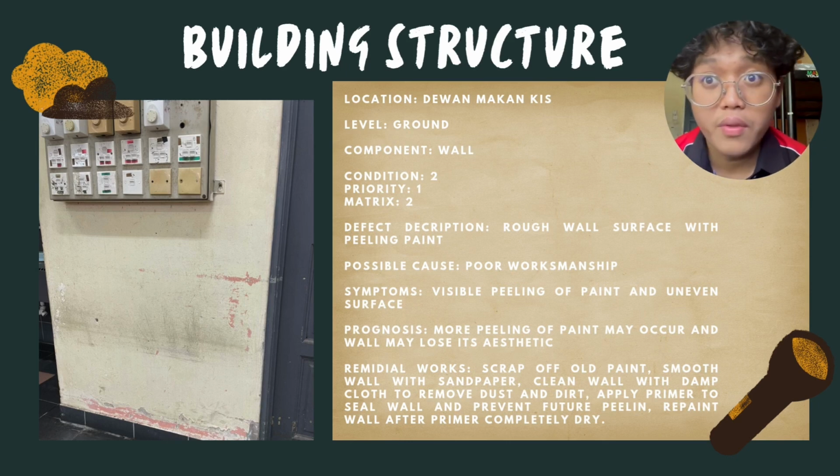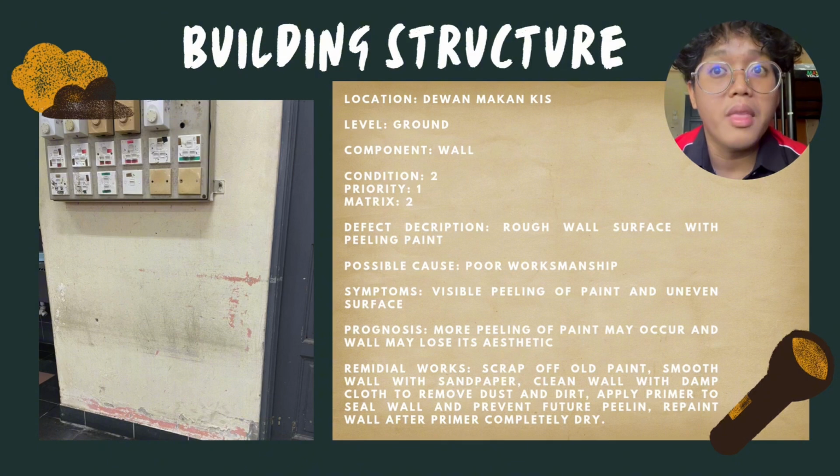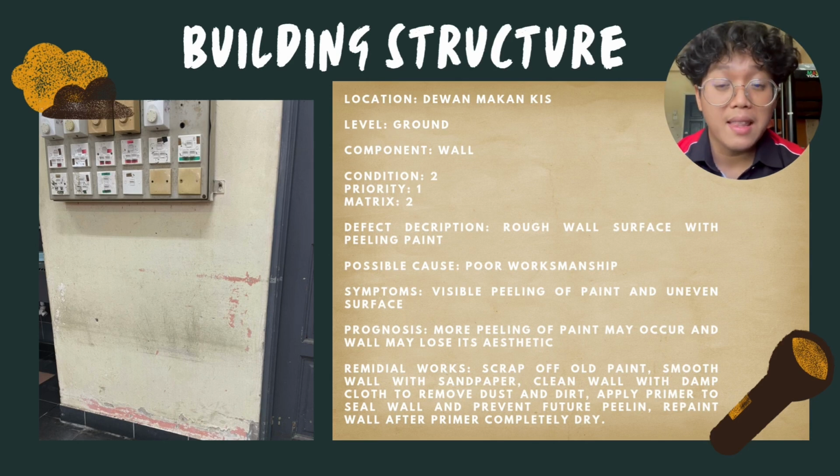The possible cause is poor workmanship. This is because people often place large objects next to the wall. This causes the surface to become rough and the peeling of paint over time. So what are the symptoms of this defect? The symptom is visible peeling of paint and uneven surface. The prognosis of this defect is more peeling of paint may occur and the wall may lose its aesthetic value.